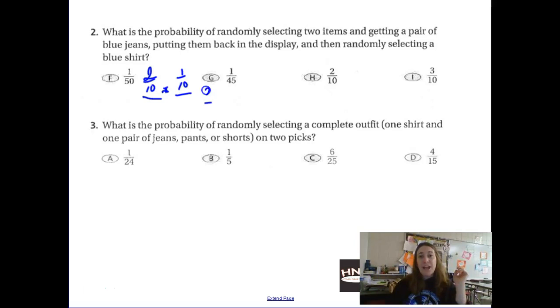2 times 1 is not 3. It's 2. I almost did it again. It's 2. 2 out of 100. Which is 1 out of 50. There we go. See, maybe it's not so bad I'm gone today.